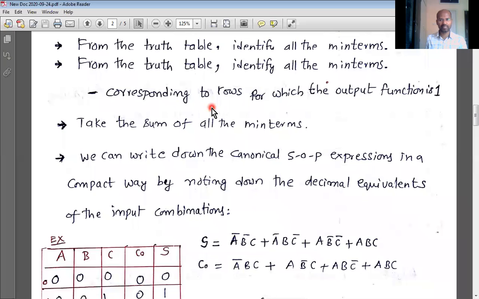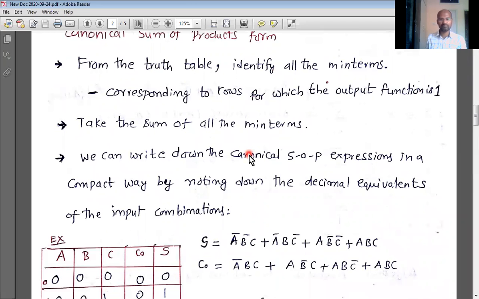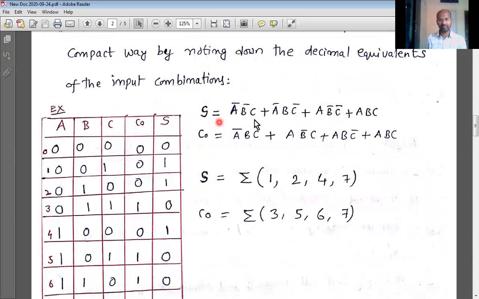That's what we have said here. From the truth table, identify all the minterms corresponding to rows for which the output function is 1, and take the sum of all the minterms. So we can write down the canonical sum expression in a compact way. Instead of writing this whole thing, we can use a compact representation, that is this. S equal to, since all the terms are summed up, this is the summation, and which terms are there in the expression? See, A bar B bar C, this is this expression.